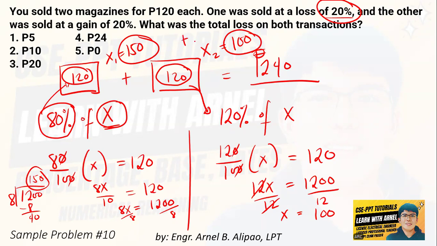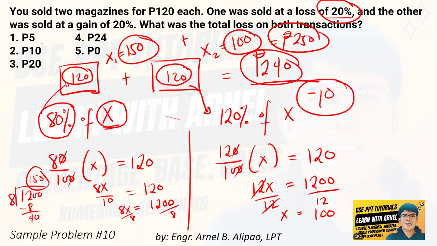If we are going to add the original prices, we should have 250 pesos if no discounts were given, be it gain or loss percentage. So now, instead of 250, you only had 120 and 120, 240. So meaning 250 minus 240 is 10 pesos. You lost 10 pesos. That's the answer.